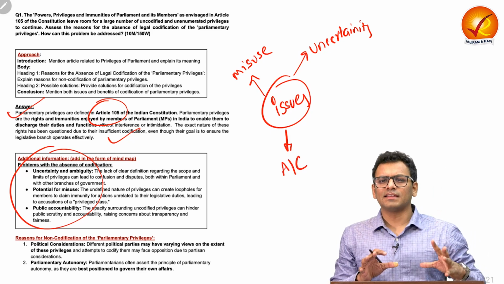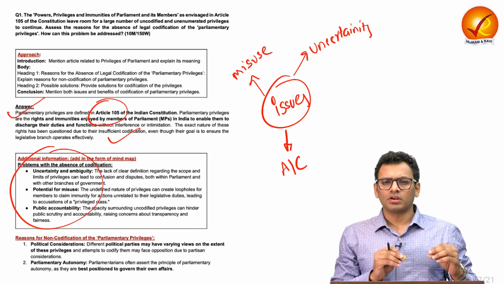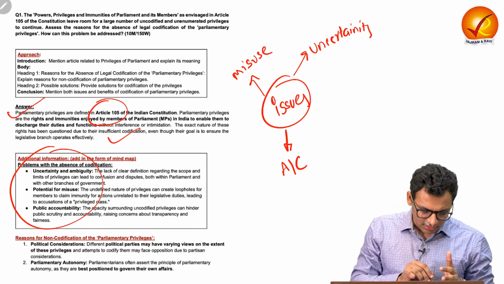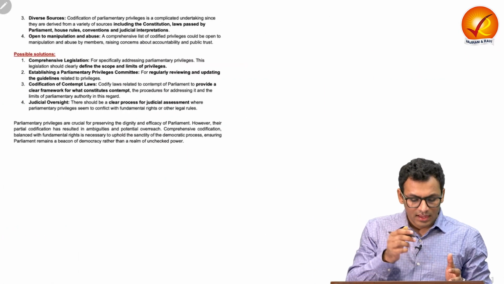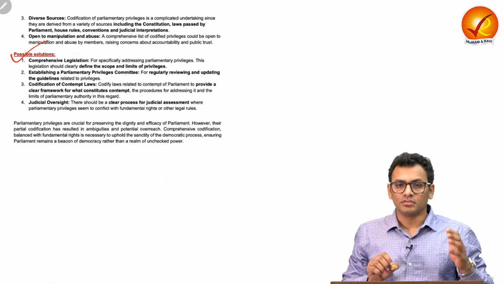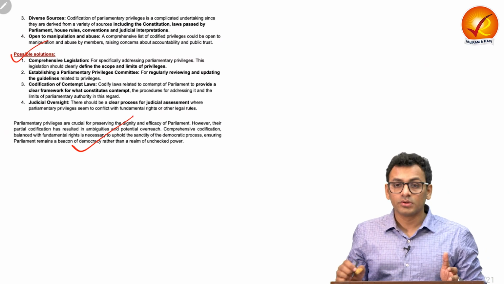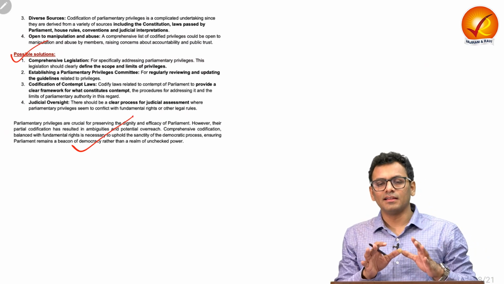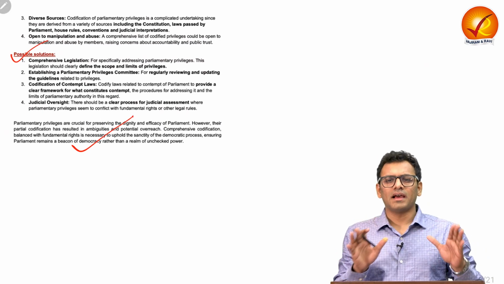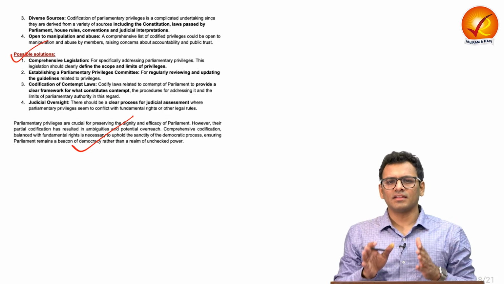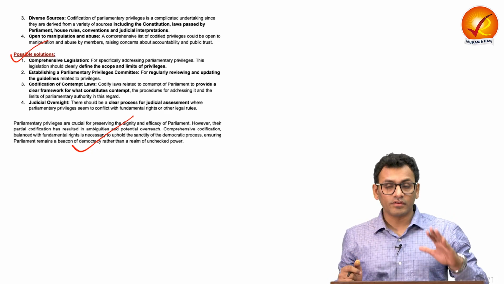This is something you can create as a mind map just below the introduction and then transition to the body, where in heading 1 you will talk about the reasons, and in heading 2 you will talk about the potential solutions. And lastly, in the conclusion, you can give a balanced way ahead where you talk about the balance of privileges as well as the need for codification. So that is all for question number 1.